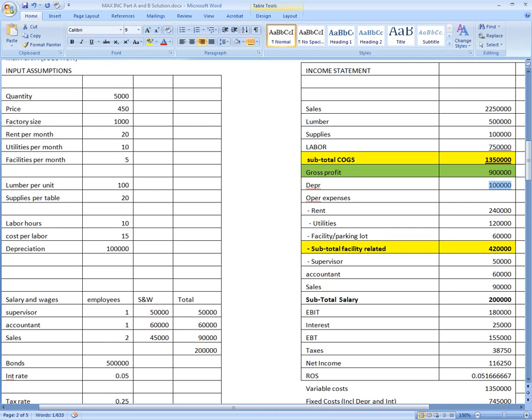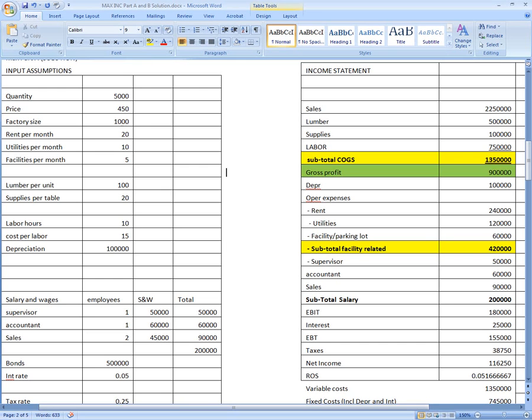Now, in order to get the operating expenses, we have the rent, utilities, and facility. And again, the way we do it is we look at the cell where we have square feet, 1,000 square feet, times rent per month is 20, and because it is per month, times 12. So your rent's calculation in this cell will come from factory size times the cell where you have the rent per month times 12, because there are 12 months in a year.